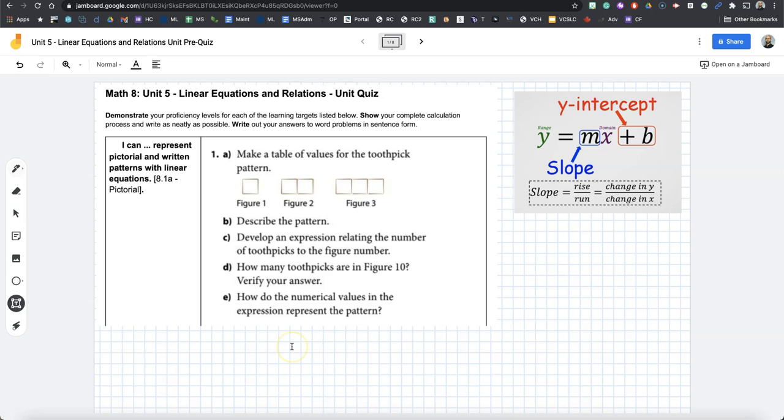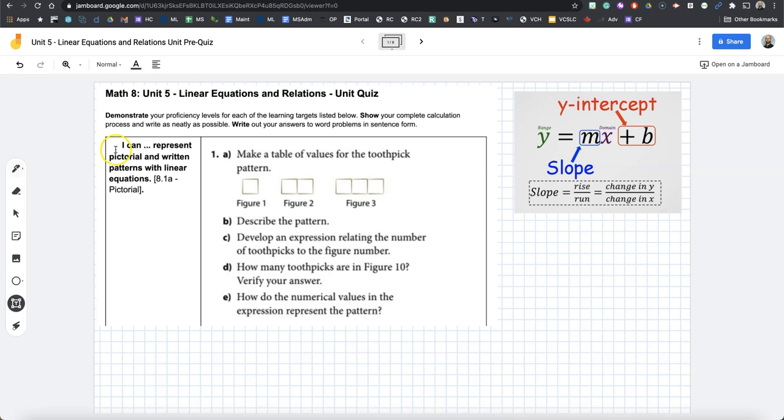We want to work our way through a unit quiz or a pre-quiz on linear equations and relations. We're going to look at some sample problems that I've handpicked from the textbook, and we will be working our way through very similar problems when we write our actual quiz. So this is practice time right now. Let's start at the top with this pictorial pattern.